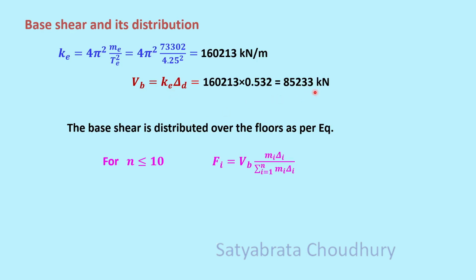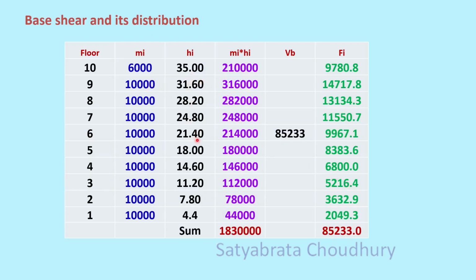So this base shear is to be distributed over the floors through this formula, where the number of stories is less than or equal to 10. This is the formula. So the base shear is distributed through a weighted parameter Mi delta i divided by summation Mi delta i. So you can make a table simply. These are Mi, then Hi, then Mi Hi values I have already calculated, and this is the summation. So the base shear is this, then you can just get the formula, that formula we have just seen, and get the values of Fi. So all the columns are calculated, and finally you can make a summation here to check. I see that it is 85,233, which was our base shear. So this calculation is all right.